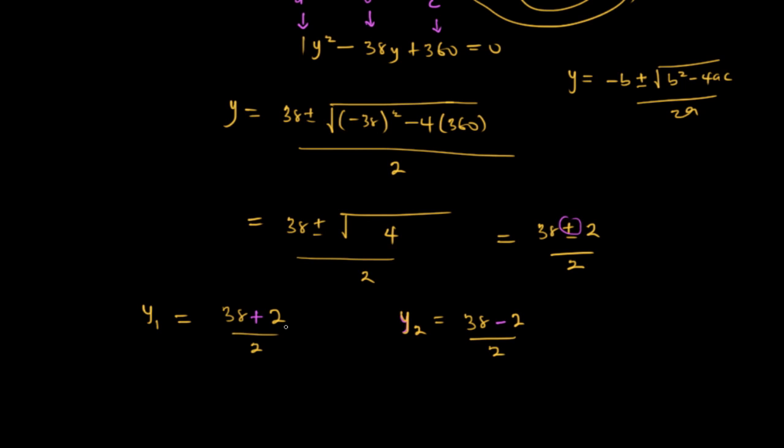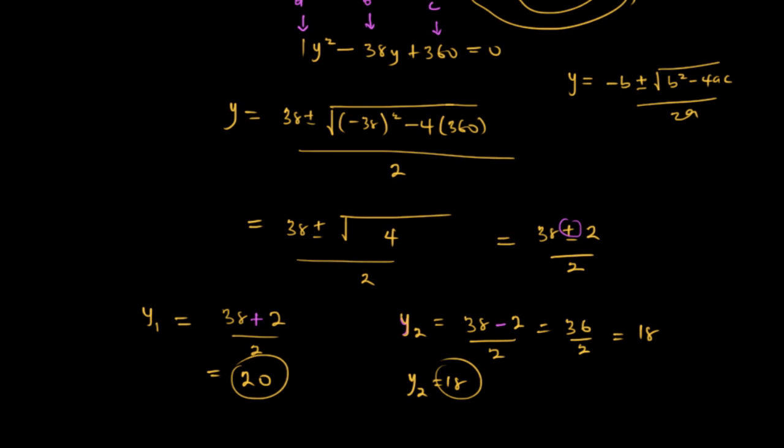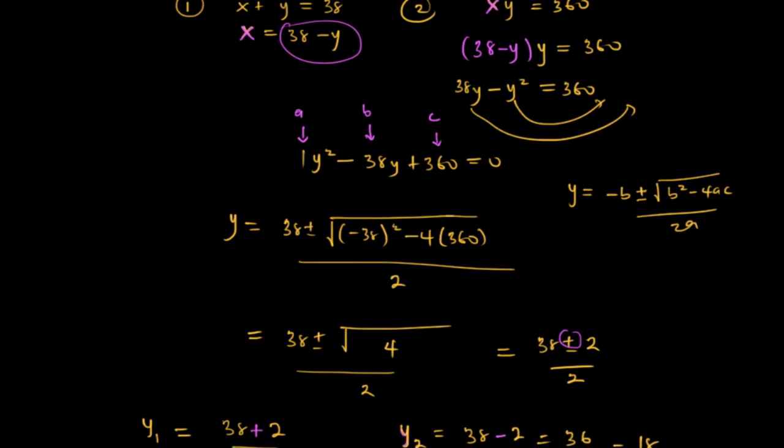So 38 plus 2 is 40, divided by 2, that's 20. And then 38 minus 2, which is 36, divided by 2, that's going to give us 18. So y2 equals 18 in this case. So you can see this is 20 and then this is 18.